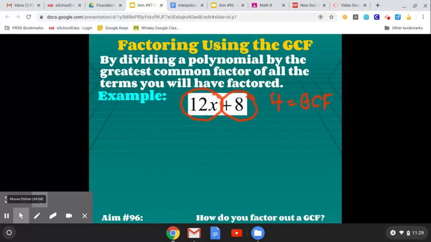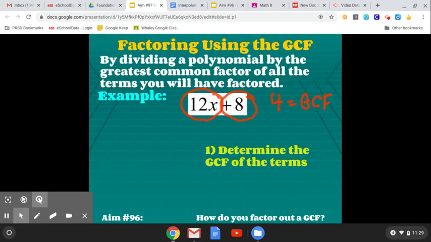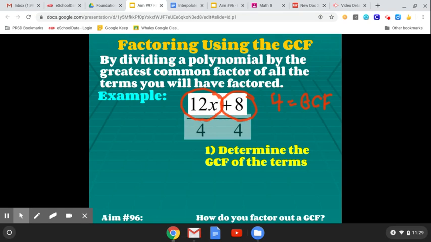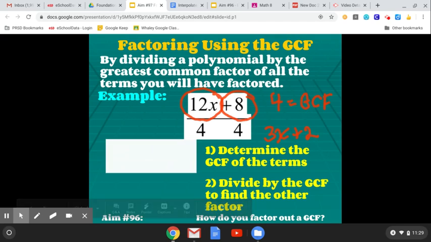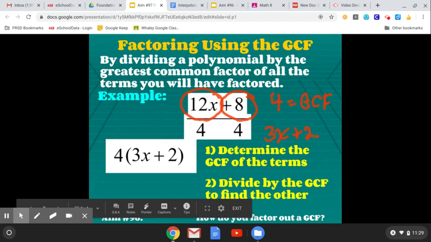So that's one of the factors. That was actually the thing that was distributed. To figure out what the other factor is, we just divide each of our terms by 4. 12x divided by 4 is 3x. 8 divided by 4 is 2. So 3x plus 2 must be our other factor. That's what I get when I divide. So in the end, we say that the two things that were multiplied together were 4 and 3x plus 2, and those are considered to be our two factors.